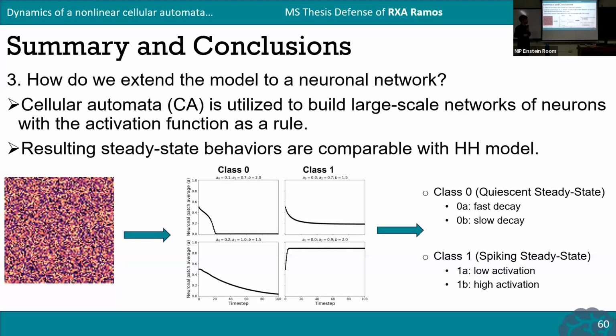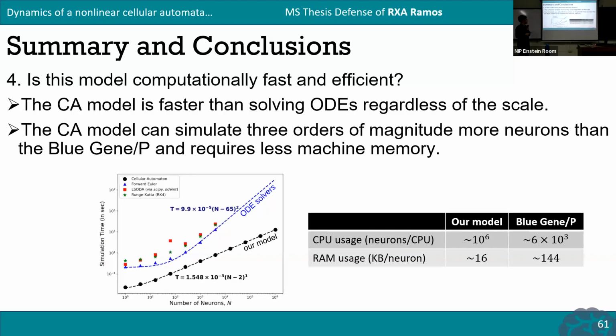So we have a class 0 quiescent steady state for the nonlinear neuronal CA with fast decay and slow decay. And we also have a low and high activation for the spiking steady state or class 1. Our model, the CA model, is faster than solving ODEs regardless of the scale or the population size. And our model can even simulate 3 orders of magnitude more neurons than the Blue Gene P supercomputer, which originally utilizes the HH ODEs. Our model also requires less machine memory as compared to the Blue Gene supercomputer.